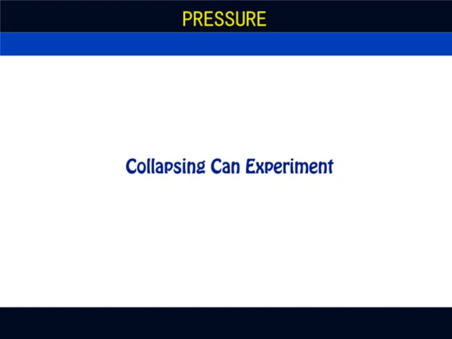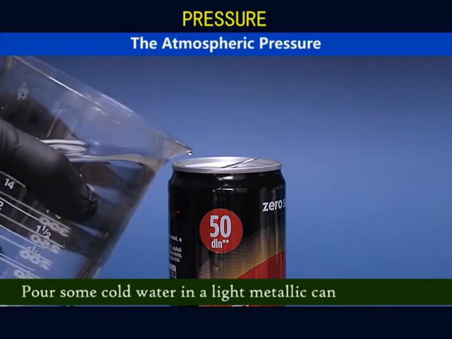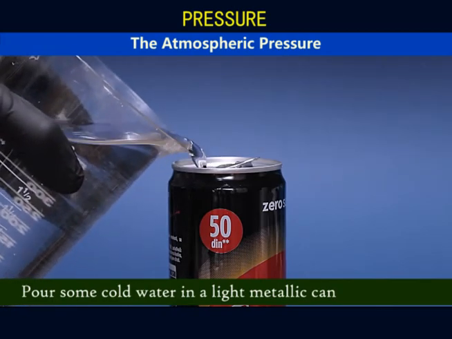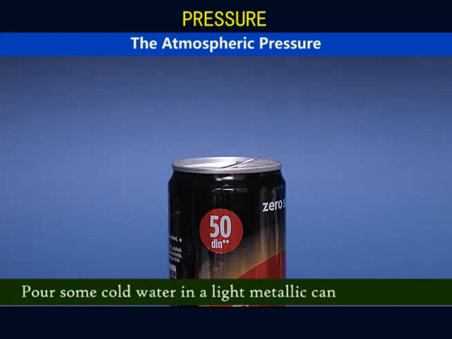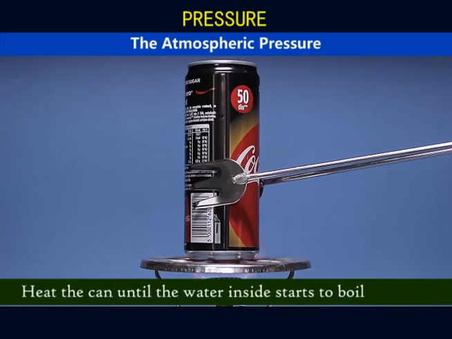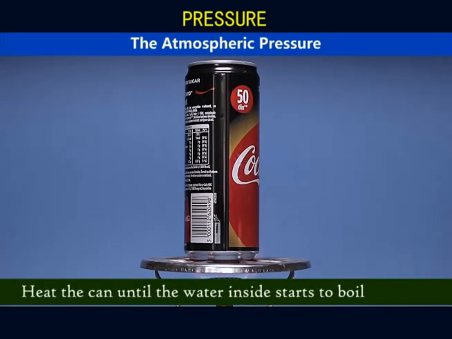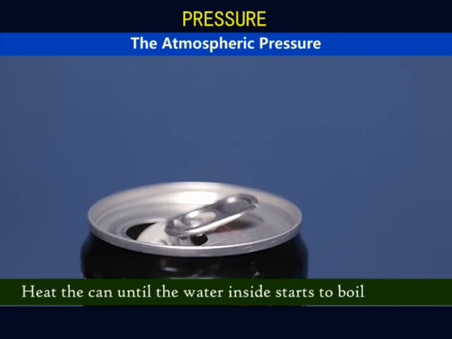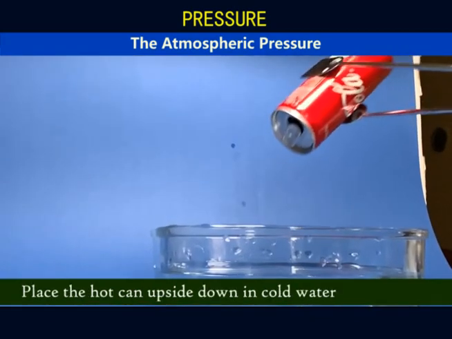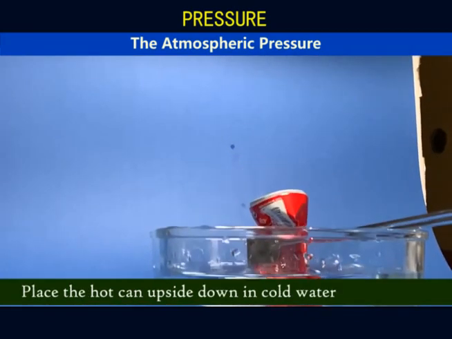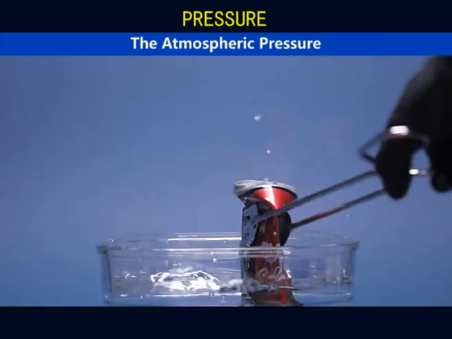Let's do another demonstration to prove the existence of atmospheric pressure. We take a light metallic can and pour some little water inside. Heat the can and its content on a Bunsen burner until the water starts to boil. Put the hot can upside down into cold water. The can collapses.